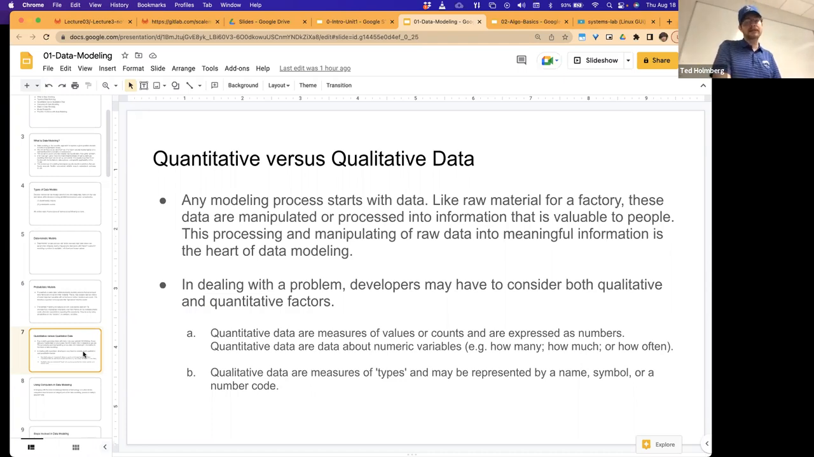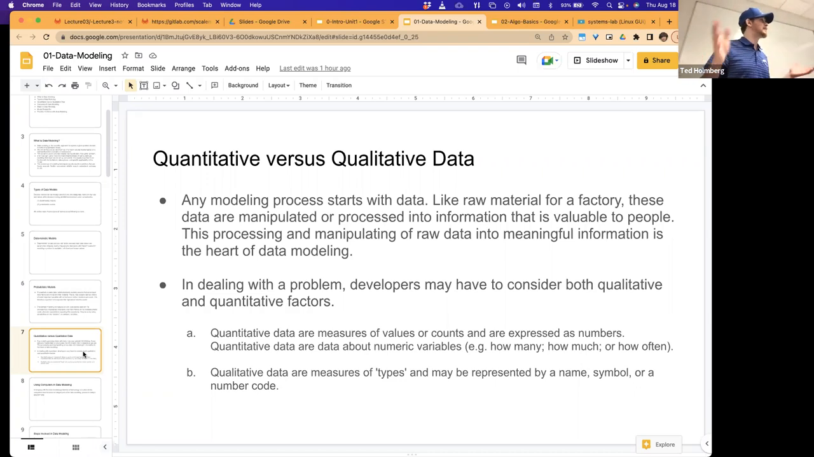For our qualitative data, those are measures of types and may be represented by a name, a symbol, or a number of codes. So for instance, the qualitative data could be things like labels, like names. In cooking, you might have labeling like fruits or vegetables. Like when you make a meal, you might have labels where it has to have a protein, a vegetable, a fruit, and a starch, right? So those aren't quantified things, those are qualified things.